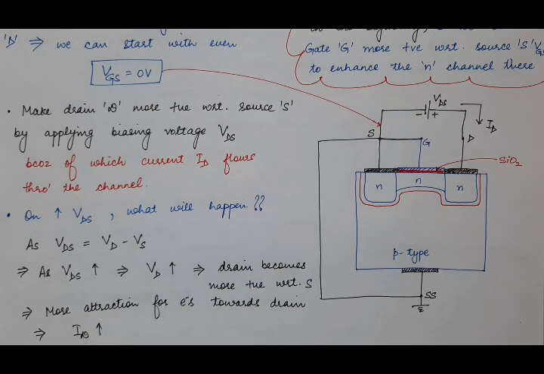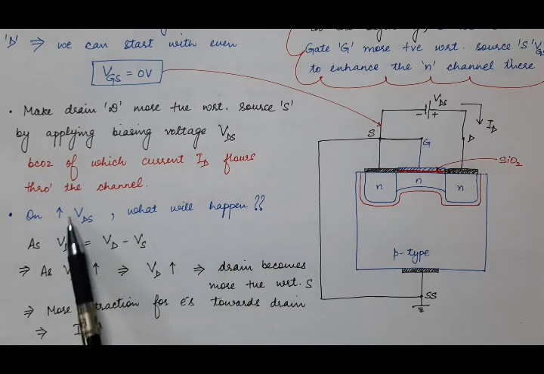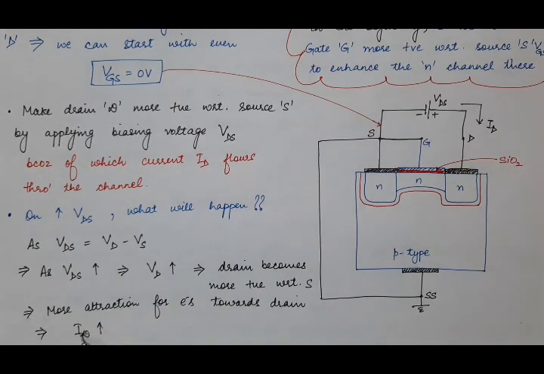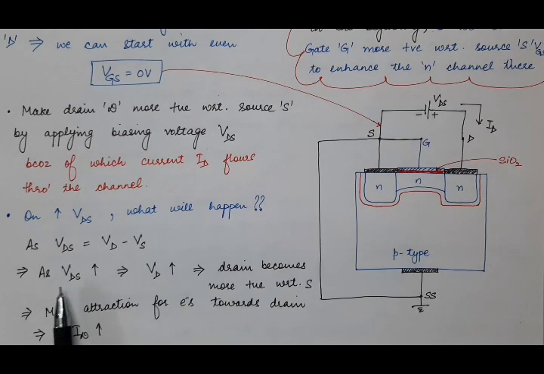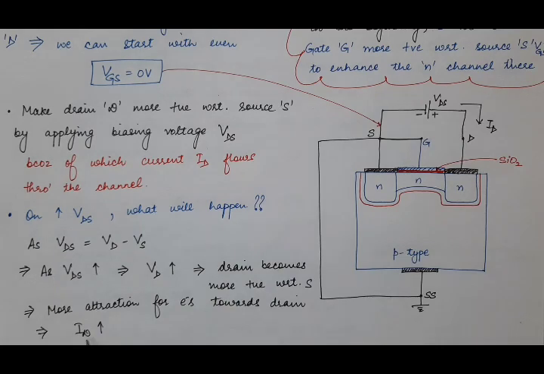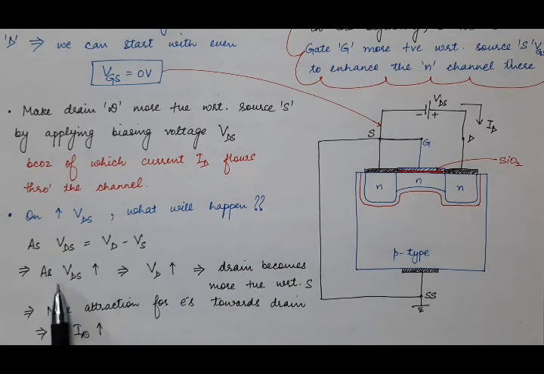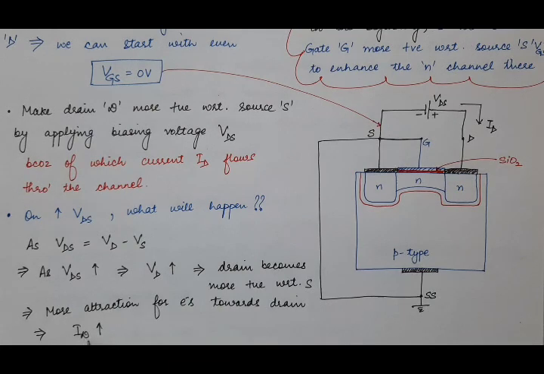But after some time, when you keep on increasing VDS, this ID becomes constant. As you all know about the output characteristics of field effect transistor, initially with increase in VDS, the drain current increases linearly. But after some time, when you keep on increasing VDS, this ID becomes constant. Now we'll see why it is happening. Why does this ID become constant after some time?